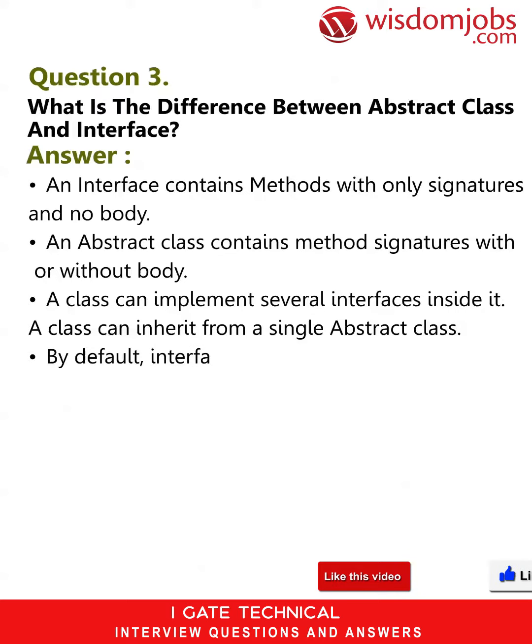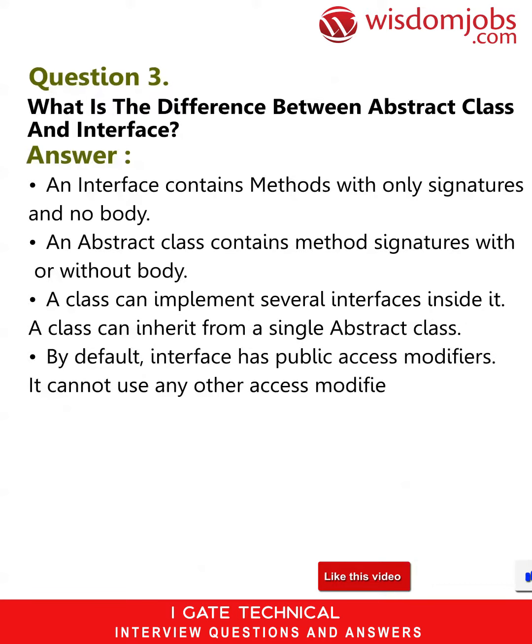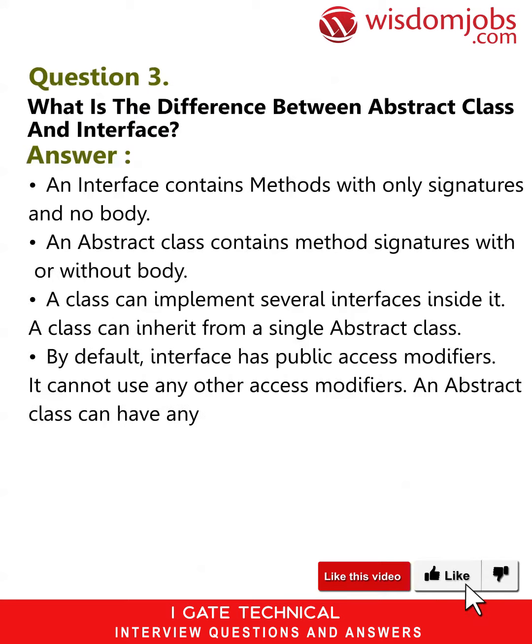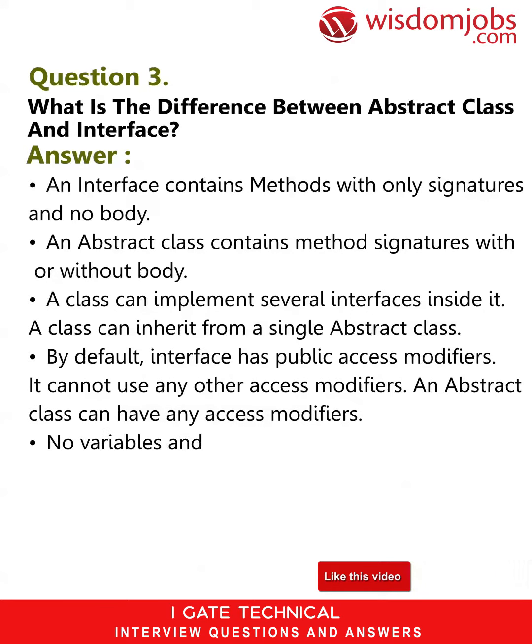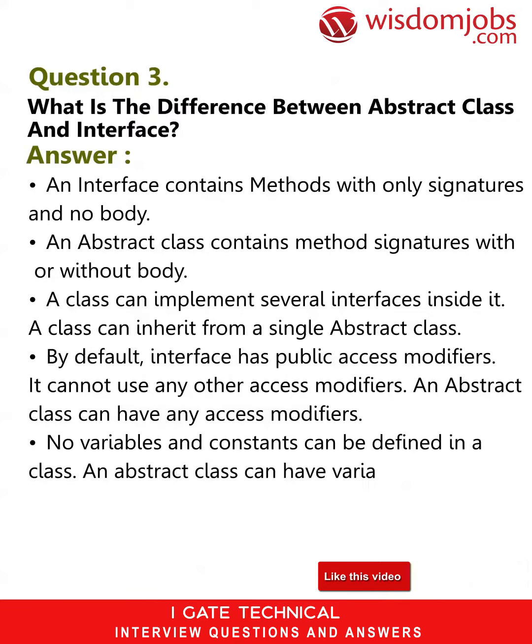By default, an interface has public access modifiers. It cannot use any other access modifiers. An abstract class can have any access modifiers. No variables and constants can be defined in an interface. An abstract class can have variables and constants.